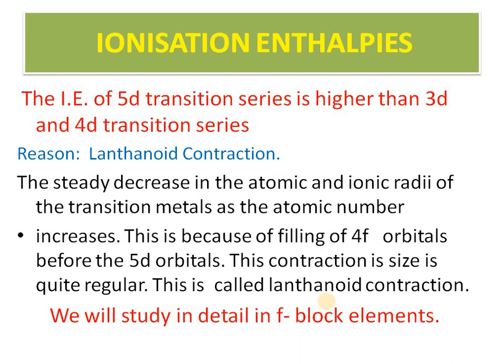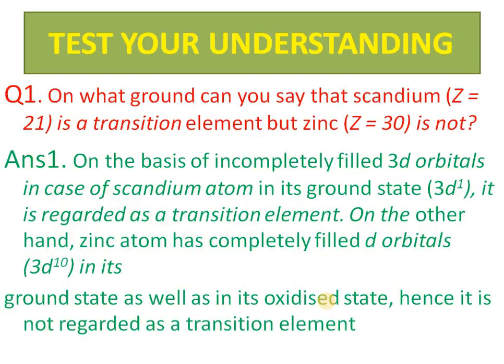So there the reason is lanthanoid contraction. We will discuss lanthanoid contraction in more detail in the coming f block elements. But as a brief introduction, it is the steady decrease in the atomic and ionic radii of transition metals as the atomic number increases. This is because of 4f filling. Because if I am going to fill 5d, before that we have to fill 4f because of the energy difference. Energy is less for 4f and more for 5d. The contraction in size is quite regular. This is called lanthanoid contraction. This is very important. We will discuss it in the next, I think third, video.